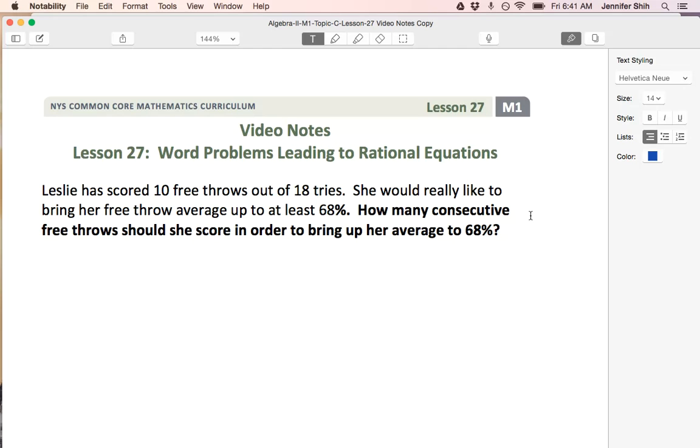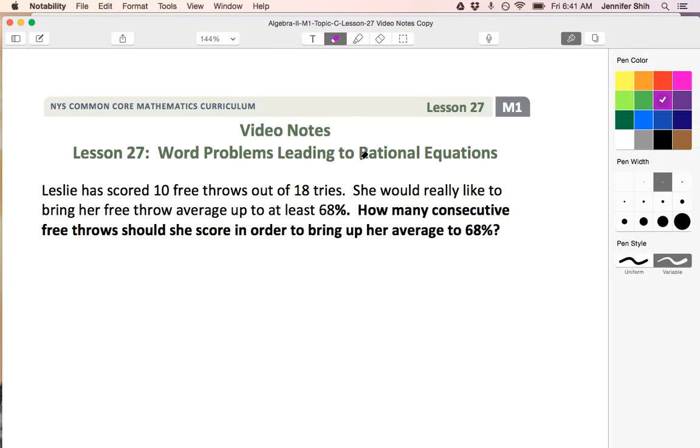And this whole week, we've been working on rational equations. So our big cue here is that we need to at least write out a rational equation, but now we have a story that goes with it. So I'm going to take out my highlighter and highlight the important parts in this question. Leslie has scored 10 free throws, 10 out of 18. That is an average. That's also a ratio, 10 out of 18. Now we're getting closer to a rational expression.